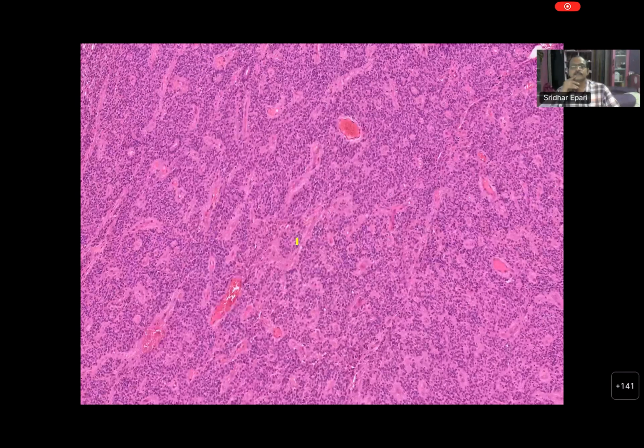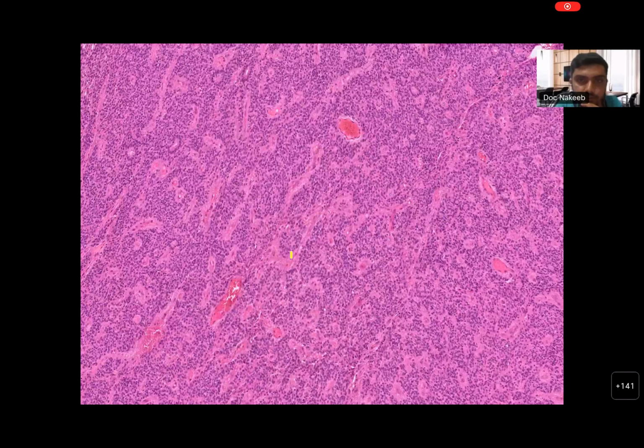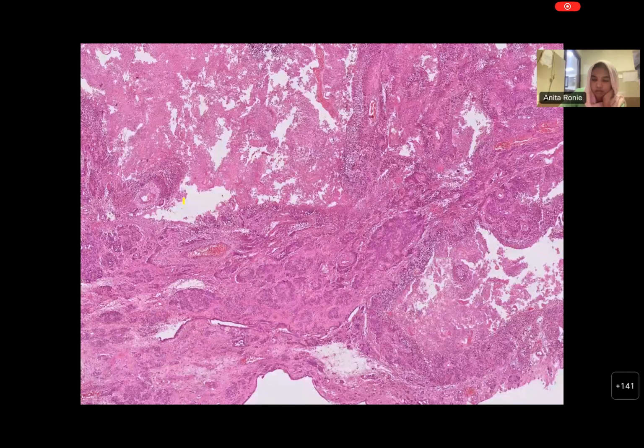Describe this one, the same area at higher power. Sir, you can see the same features: cellular crowding, similar cells, interspersed with vascular channels, and interspersed with some areas of necrosis. And what is this focus here, which I marked? Blood vessels, sir, with thickened walls. This will amount to microvascular proliferation. I was talking to you about adventitial proliferation. This is an adventitial proliferation encompassing the microvascular proliferation. Vessel proliferation. Okay. Yes, sir.